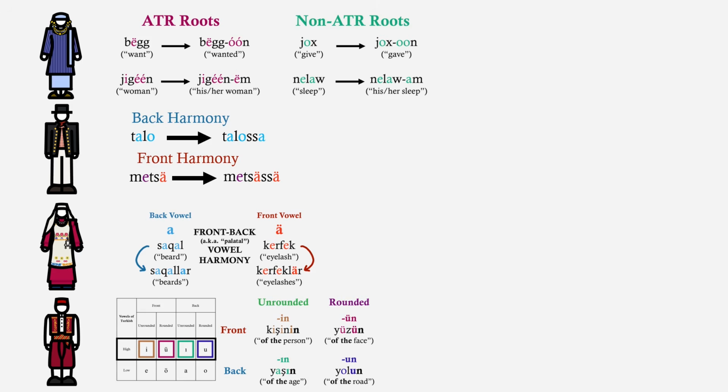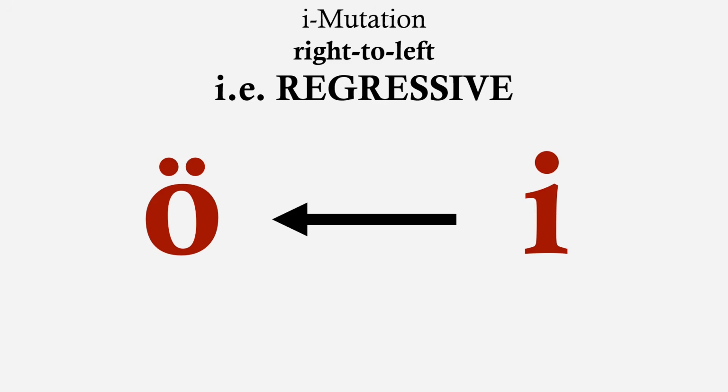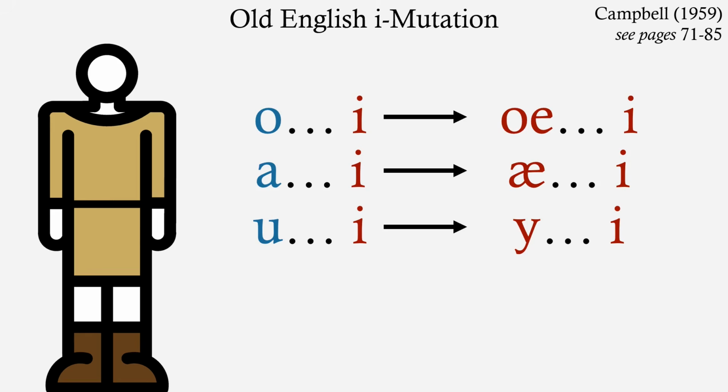What we've been looking at so far has been left to right or progressive harmony, with carryover effects from the root vowel. But I mutation is an example of right to left, or regressive harmony, where, for instance, a back vowel is changed into a front vowel equivalent in anticipation of an I vowel in the next syllable. In Old English, we see this mutation basically affect all the vowels it possibly could, with all back vowels being fronted when they stood in a syllable before I.